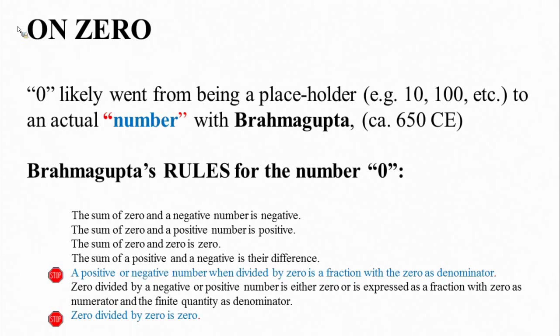However, got into trouble with this one. A positive or negative number, when divided by 0, is a fraction with 0 as a denominator. So you see stuff like 2 over 0. You don't know what to do with it. It's interesting. There's no notion of infinity, right? None whatsoever. So they just thought, well, just leave it like that and see what happens. And 0 divided by a negative or positive number is either 0 or expressed as a fraction with zeros as a numerator and the finite quantity as the denominator. So they could have written it as 0 over 6, or actually 0.